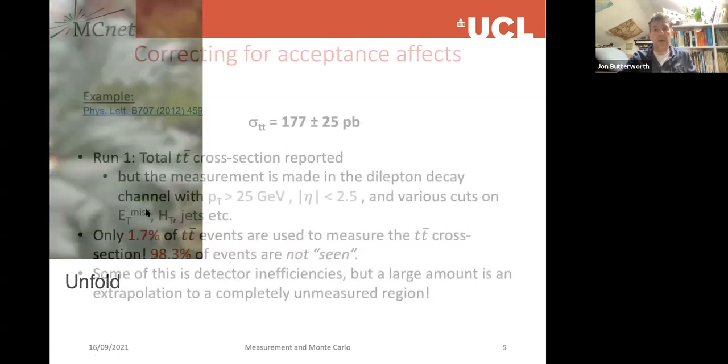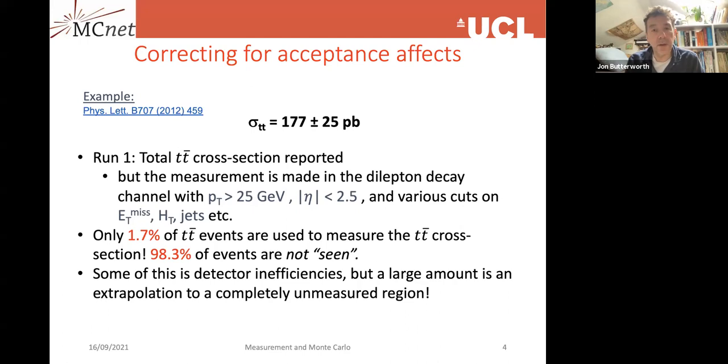Yeah, so they made this measurement using the dilepton decay channel with pT greater than 25, rapidity less than 2.5 cuts, like the ones I mentioned in the previous slide, and various other cuts on things like missing energy, the transverse mass or the number of jets in the event. And if you drill down in the paper, only 1.7%, according to the Monte Carlo, of top anti-top events are actually used to measure the t t-bar cross section. So 98.3% of the events are not actually seen.